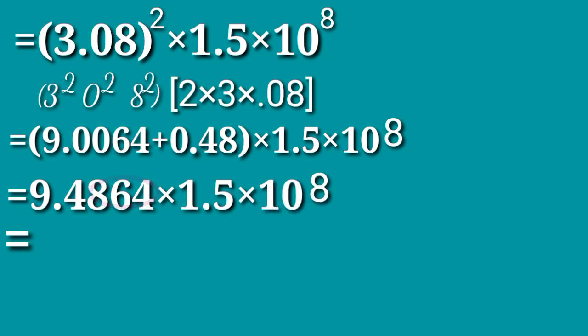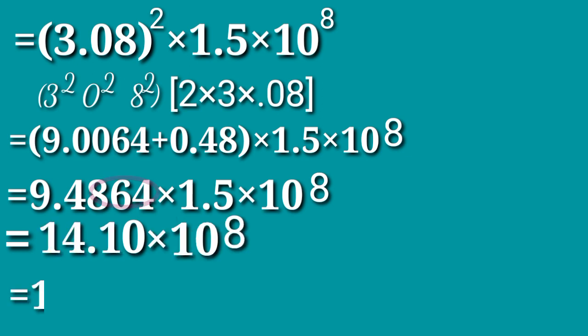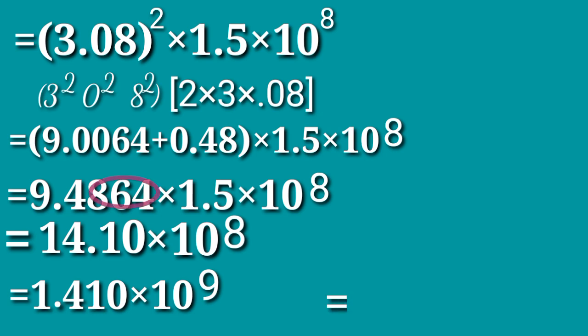I drop 864 because multiplication of the remaining 2 digits gives a 4-digit number. 15 into 4 is equal to 60. 15 into 9 is equal to 135, plus 6 is equal to 141. If the decimal point carries forward by one place, then the power of 10 is increased by 1. So 1.4 × 10^9 km is our answer.